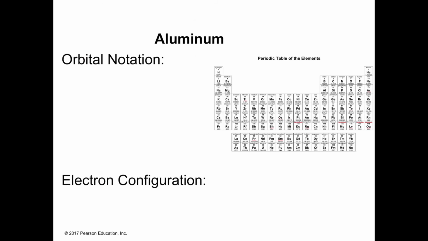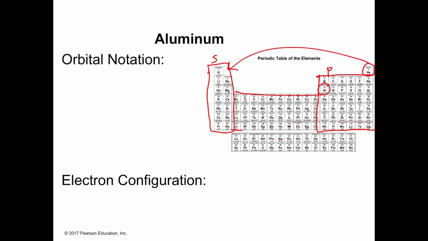Okay, so we've learned how to do what's called orbital diagrams or orbital notation. So we'll do this again real quick for aluminum, just to make sure we're all on the same page. Aluminum is here. So we have the S and the P, right? Helium's a member of the S. Then we have the D in the middle here and the F down at the bottom.